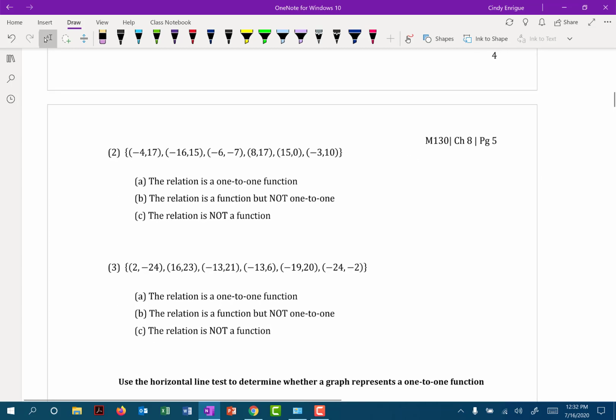Looking at number 2, it's the same thing. So we are going to check whether or not something is a function, making sure that the x values don't repeat. And don't forget to check if it's one-to-one. Not only does it have to be a function, that's the first criteria, but the second criteria is that your y values don't repeat.